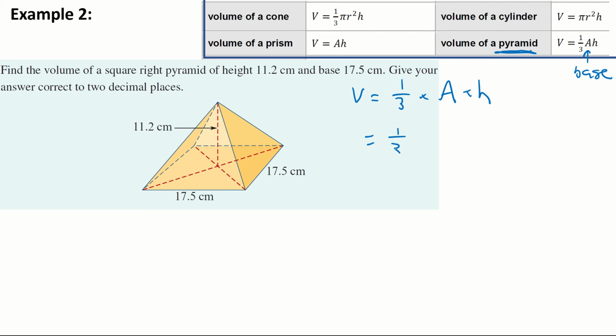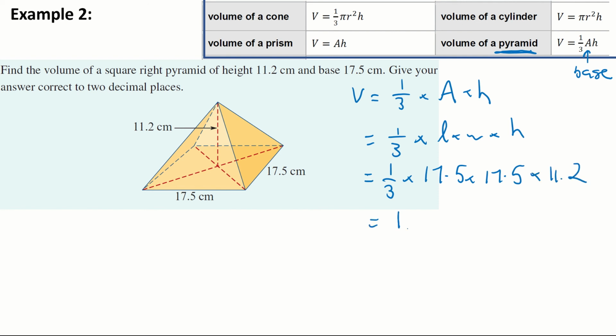So we have a third times, the area of the base is just a rectangle, so it's just length times width, and then we have the actual height. So a third times 17.5 times 17.5. This one's actually a square, so you could have just squared it. 11.2. Put that all in the calculator. You don't need any extra steps. 1143.333. Volume equals centimetres cubed again. And you actually didn't even need this step. It's just there if you want it. Okay.